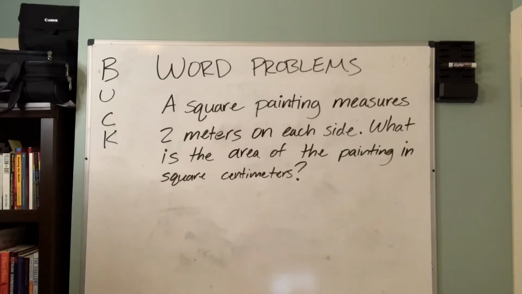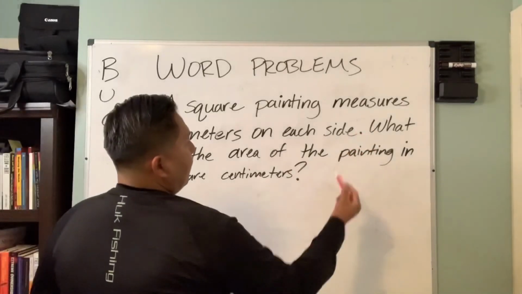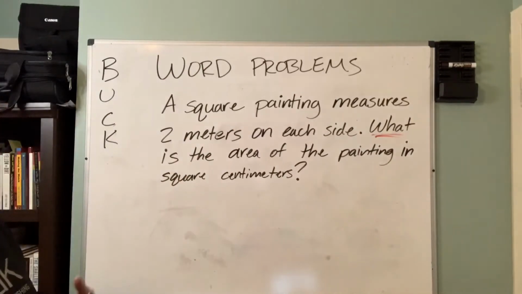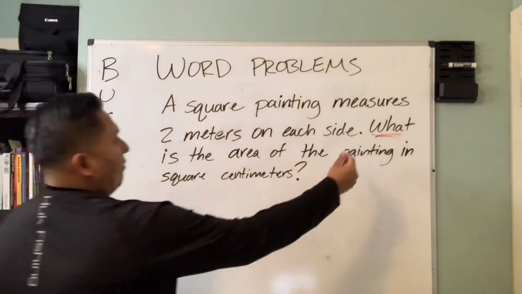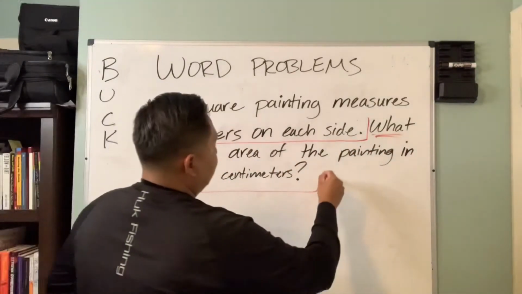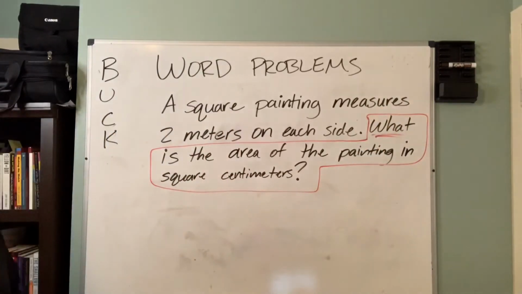So the word problem reads as, a square painting measures 2 meters on each side. What is the area of the painting in square centimeters? So the first thing you do is box the question. Questions usually start with the word what, how, where, all right? So what is the area of the painting in square centimeters? Always ask yourself that question. What am I being asked? What am I being asked to find? All right, so there's your question.